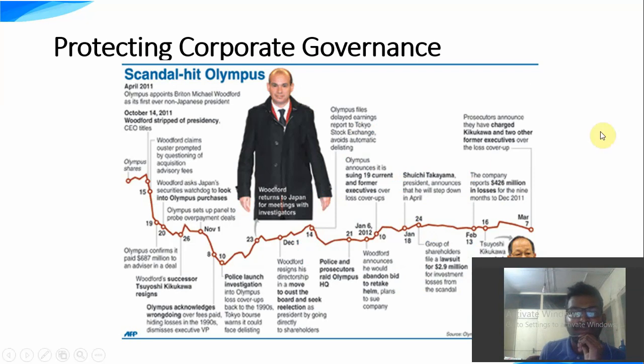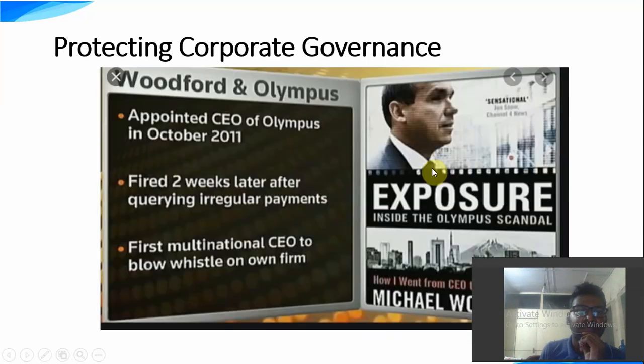So what happened to him once he resigned? Simple. Woodford and Olympus: fired, 2 weeks after requiring regular payments. First multinational CEO to blow the whistle on a firm. Basically, nothing happened to him. He was recognized as a corporate hero. Eventually, if you search his name on Google, Woodford, you will see various articles, and he is now doing very well, in fact.